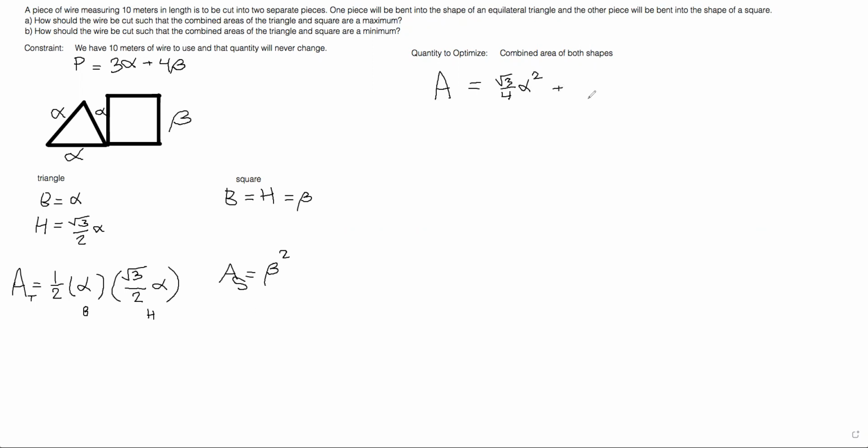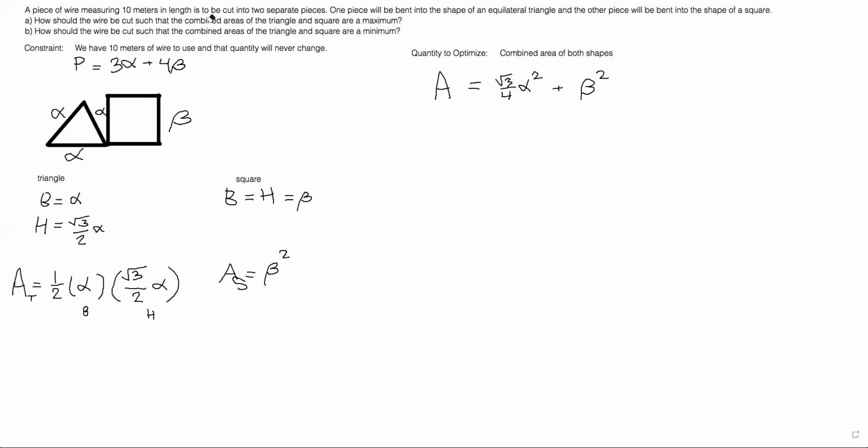Plus the area of the square, which is just beta squared. So now what we need to do is put things in terms of just one variable. It doesn't really matter which one you pick. I'm just going to put everything in terms of alpha. So I'm going to take our perimeter equation and solve this for alpha.